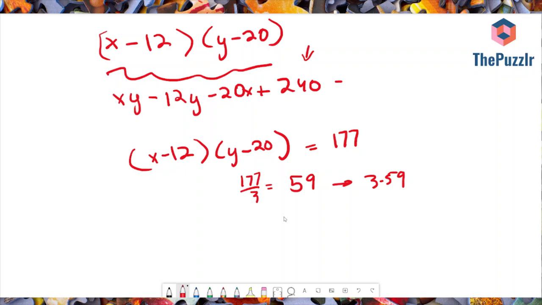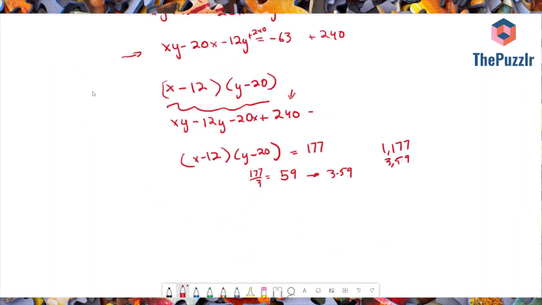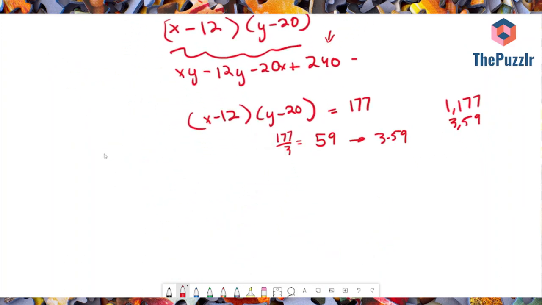Okay, so the factors are 1, 177 and 3, 59. Now notice that the LCM of two numbers is always greater than or equal to the GCF, right? And going back up above, we know that. So that means that X is always greater than Y. If X is greater than Y, then logically X minus 12 is greater than Y minus 20. So that means that X minus 12 is the larger factor.